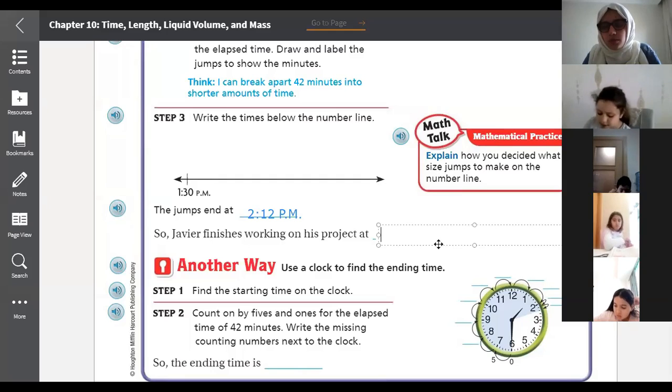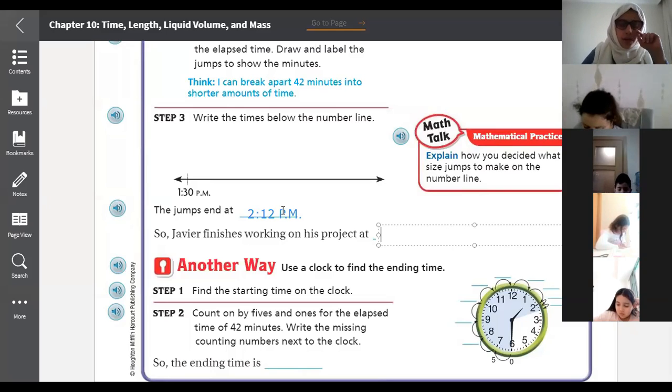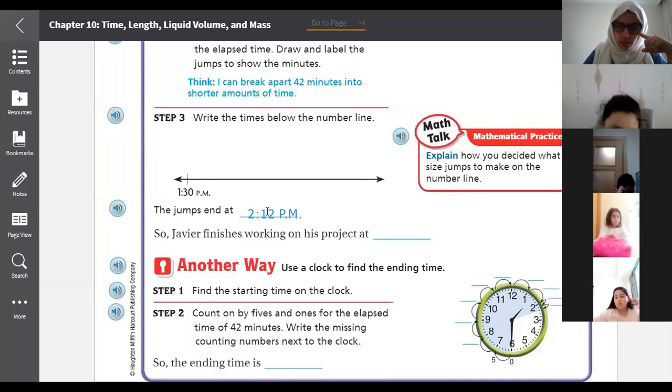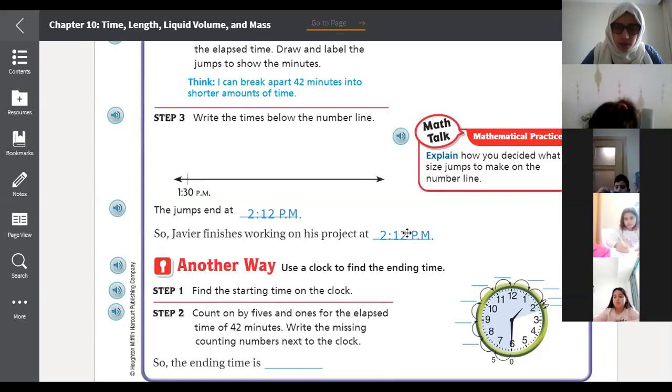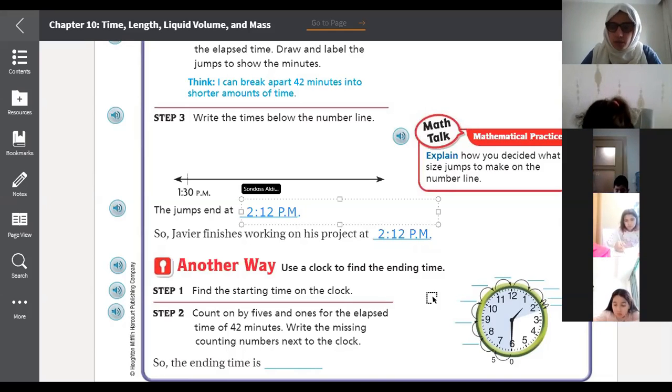I didn't see the number line very well. Okay, no problem. I'm going to write it again for all of you. Look at this question. They say the jump ends at 2:12, right? So that tells you what time the project ended. And 2:12. Good job. So the time the number line ends is the same time the activity will end. Okay. We're going to do another way, and then I'm going to rewrite the number line for you guys. Thanks, Rana. You're welcome.